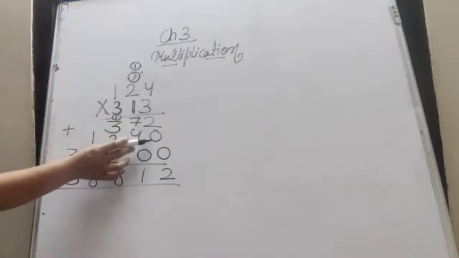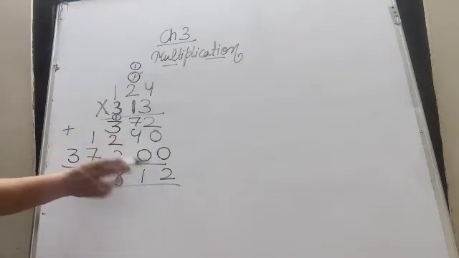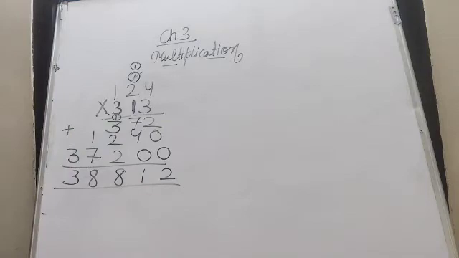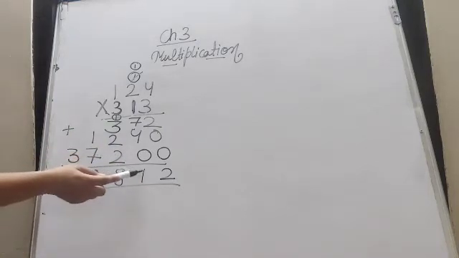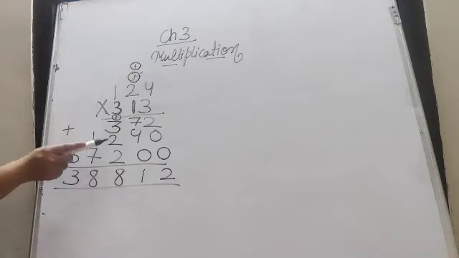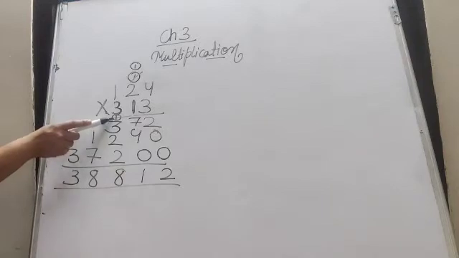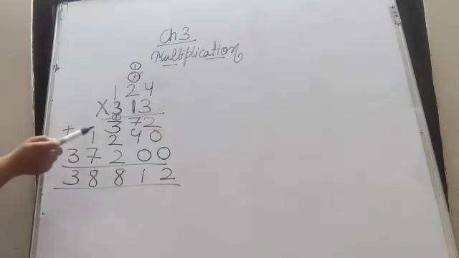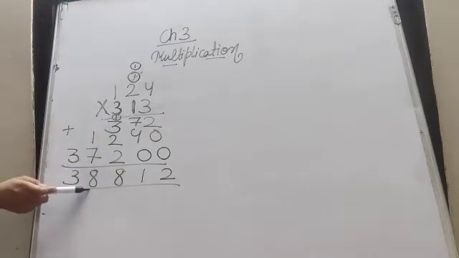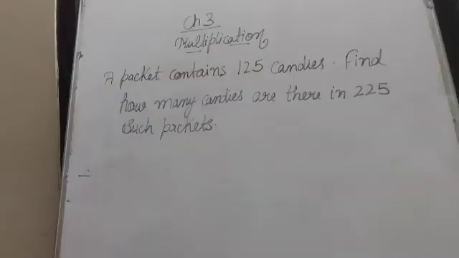Good. 2 plus 0, 2. 7 plus 4, 11. Plus 0, 11. So 1 here, 1 above. 3 plus 2, 5. Plus 2, 7. Above 1, 8. 1 plus 7, 8. Here 3 as it is. Okay. Now let's do the word problems.